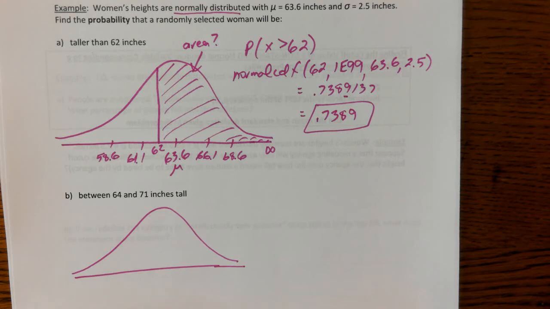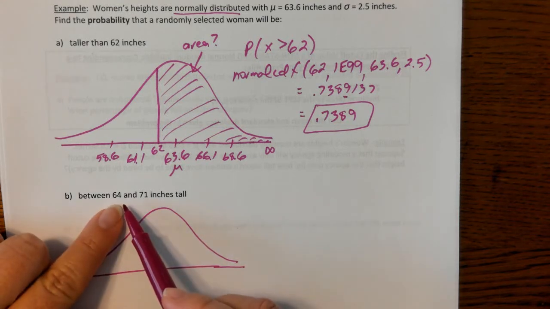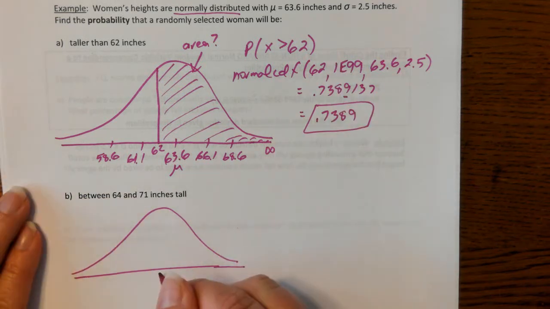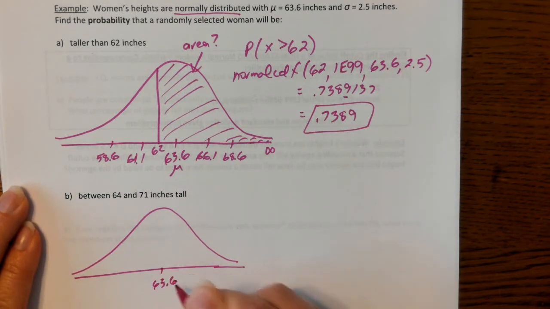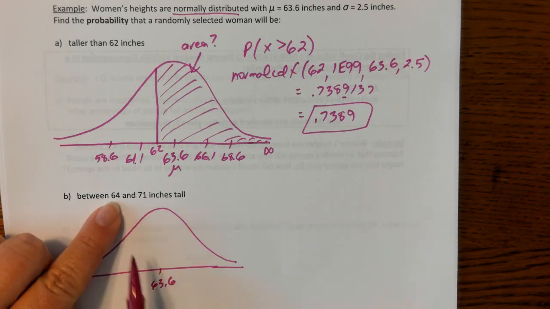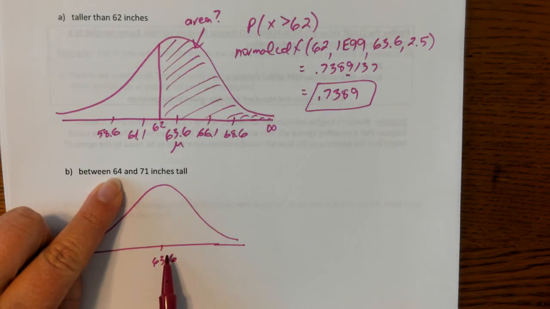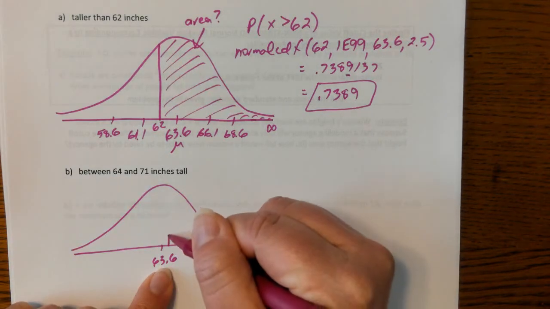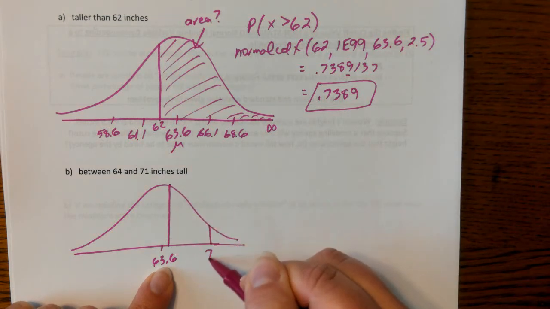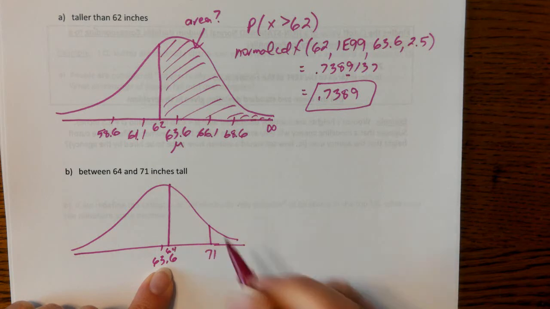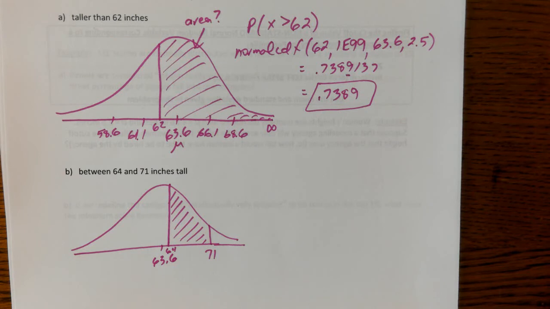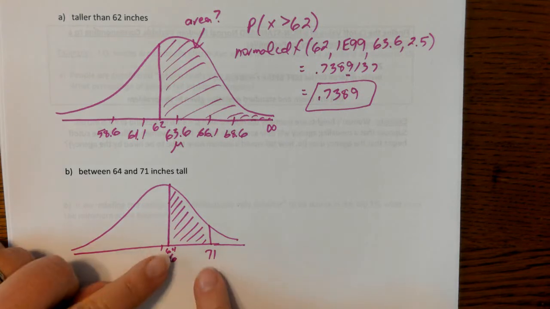Same mean and standard deviation, but this time we want to calculate the probability that the woman we pick is between 64 and 71 inches tall. Again, our mean is 63.6. Notice that 64 is just barely above the mean, and 71 will be a little bit further over here. So we want the probability that the woman we pick will be in this region.